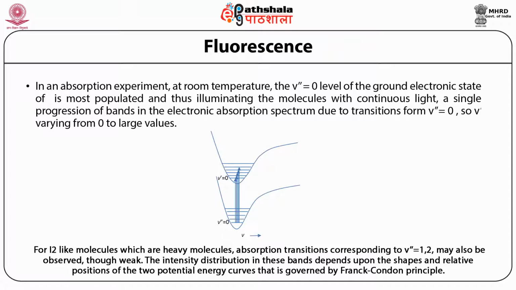The intensity distribution in these bands depends upon the shapes and relative positions of the two potential energy curves, that is governed by the Franck-Condon principle. The figure is self-explanatory. The absorption spectra display the pattern of vibration levels into the limit of dissociation, and the dissociation energy of the molecule in the excited electronic state can be deduced.